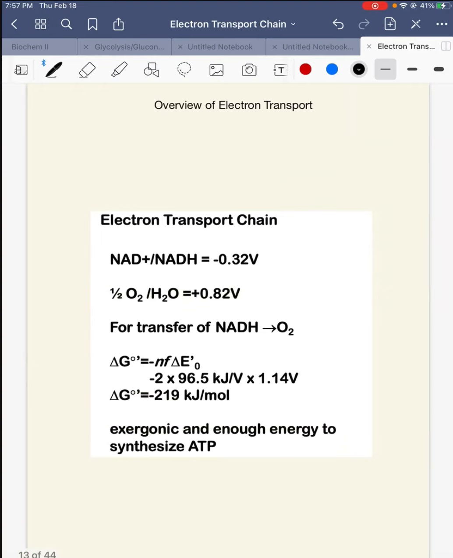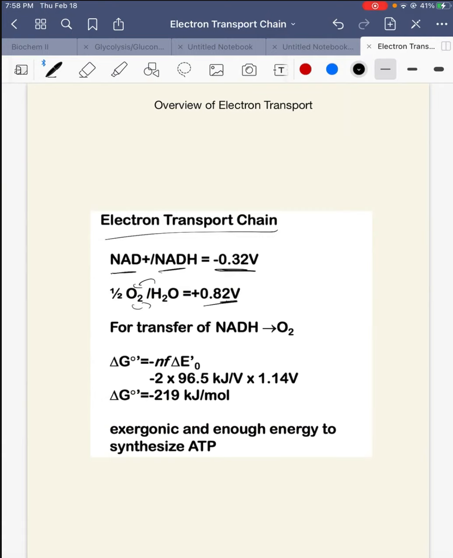So before we start anything, let's look at the overview before we start going over the complexes. The electron transport chain starts with NADH, and then we give the electrons to oxygen, and then oxygen becomes water. If we were to calculate the free energy, if it were to run perfectly efficient, we can calculate that by the difference in voltage and use the Nernst equation.